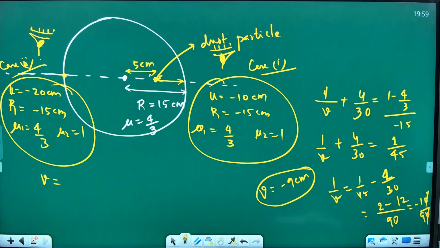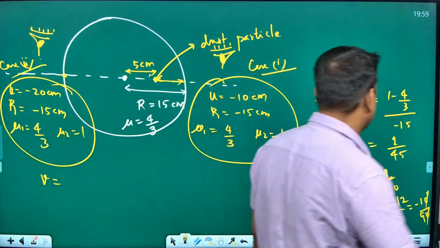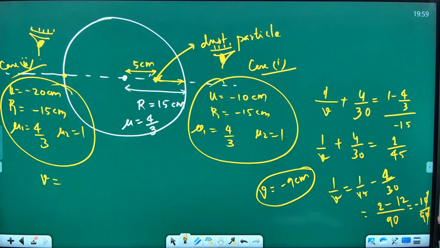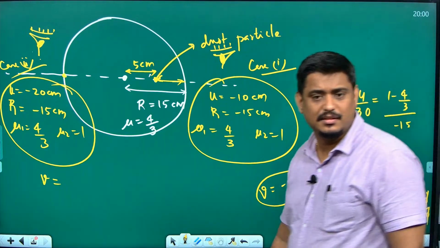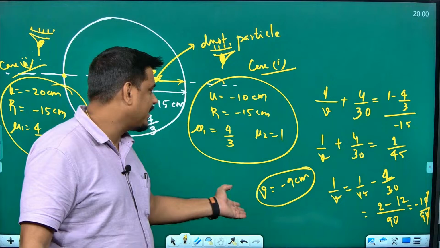Am I audible now, Kirti? Yes, sir. So is any mistake I have done in calculation? I am getting minus 9. Are you getting the same or something else? Where is the mistake I had? I think I have done correctly only.